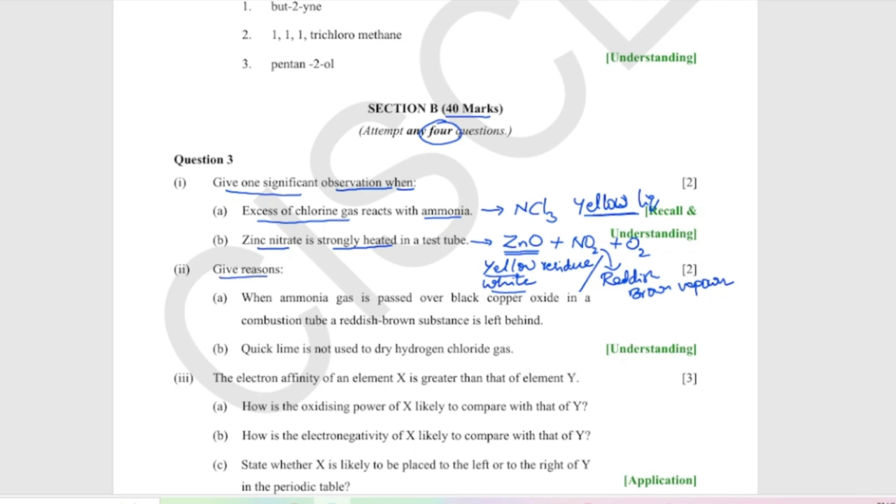Give reasons. When ammonia gas is passed over black copper oxide in a combustion tube, a reddish brown substance is left. So here what happens is the ammonia gas reduces the copper oxide to copper. Copper metal is formed here, which is reddish brown in color. So what can we write here? Ammonia gas reduces copper oxide to copper metal, which is reddish brown.